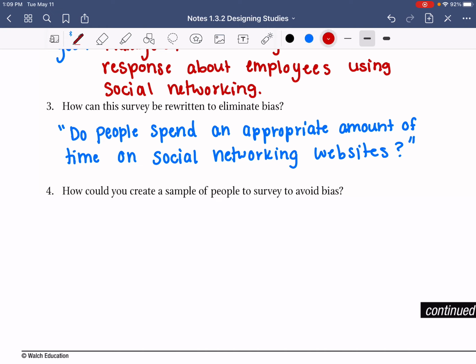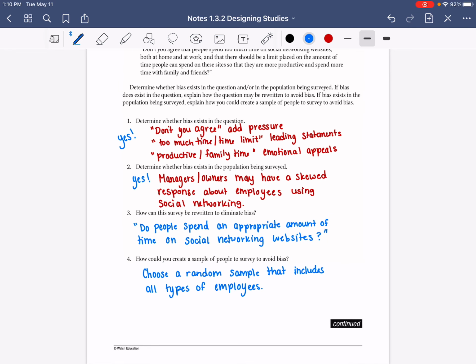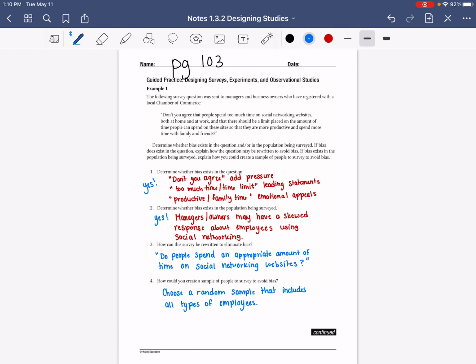And then instead of just asking managers, maybe we should also ask some other types of employees. Maybe we want to randomly select them. So we would just choose a random sample that includes all types of employees, so not just managers and owners. Okay, so that was an example of a question that has bias in both the population and in the question that they used.